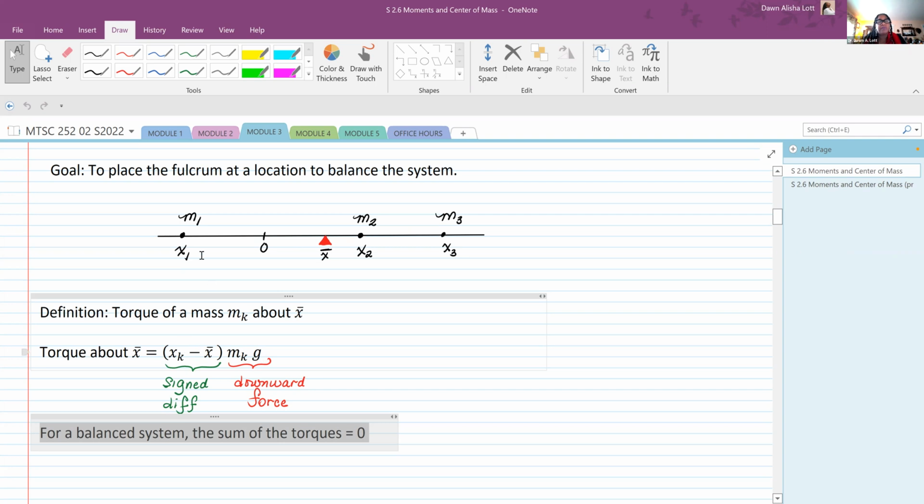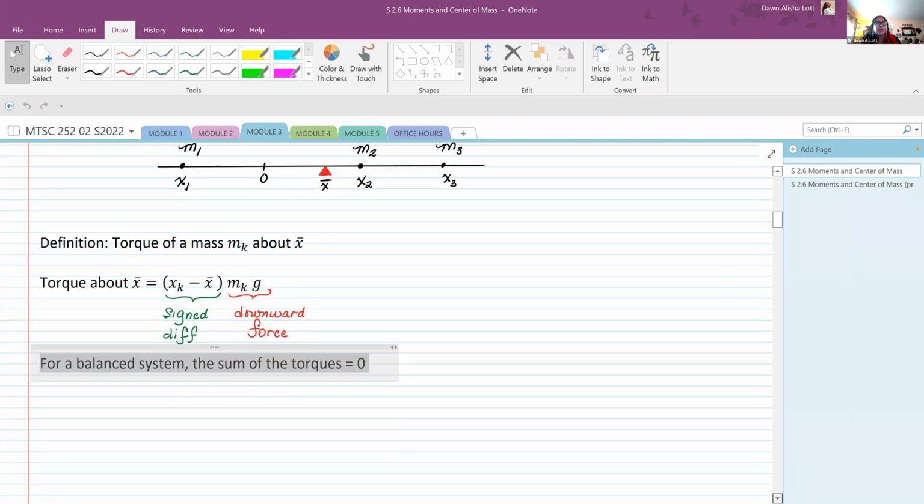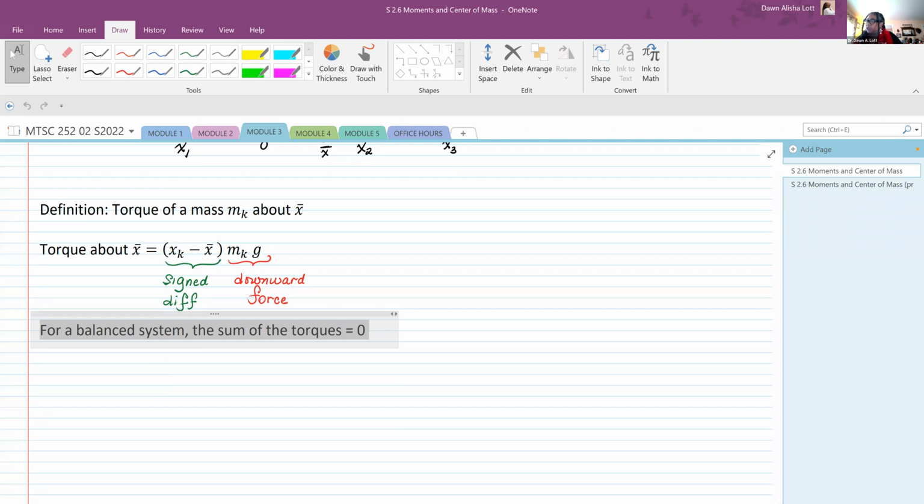So the sign difference: if M1 is on the left-hand side of the center of mass, then its distance is negative. If M1 is on the right side, like M2 and M3, then its distance will be positive. So after we do this, for a balanced system, we want the sum of the torques to equal 0. So now this happens to be the torque for 1 x k.